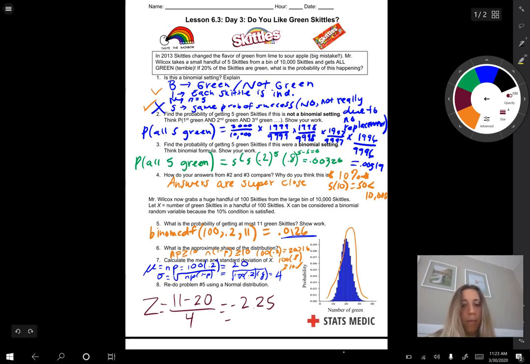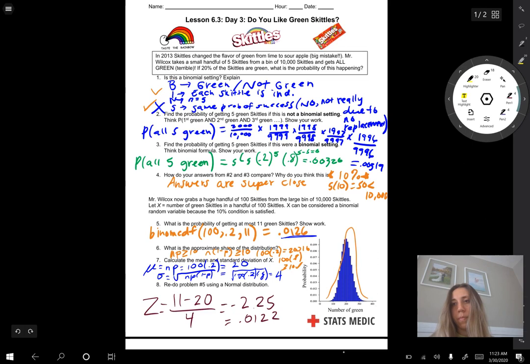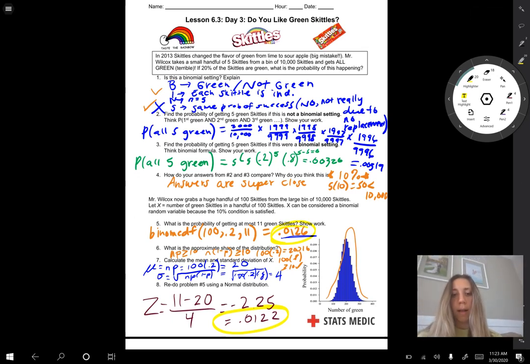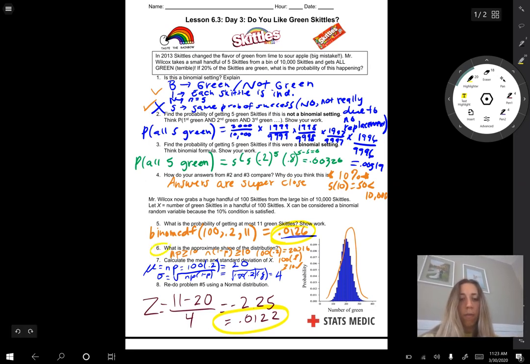And then I look that up. The probability of that is 0.0122, and as you can see, this number here and this number here are almost the same because it's the normal approximation of a binomial distribution. That says if this checks out from number 6, N times P is greater than 10 and N times 1 minus P is greater than 10, we can actually use the normal distribution to find those probabilities instead of using the binomial distribution.